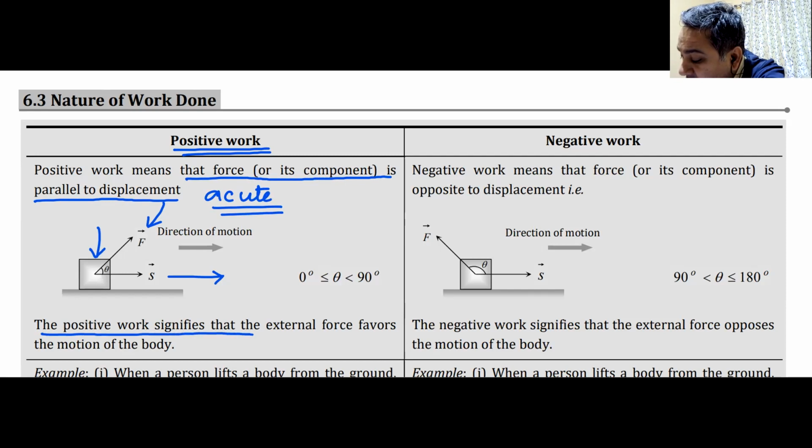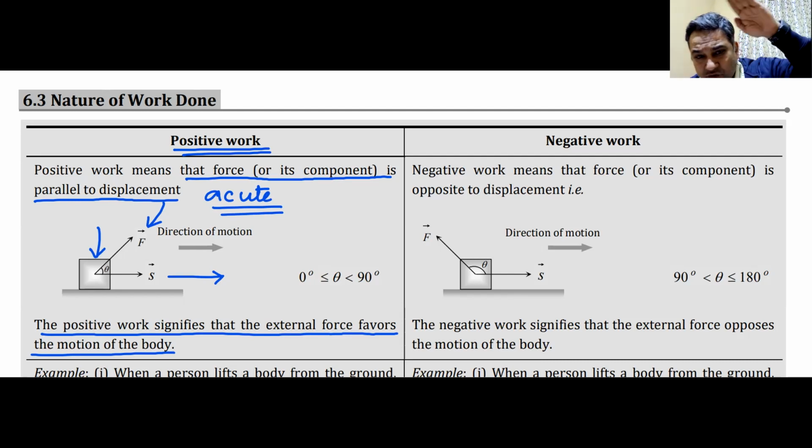Positive work signifies that the external force favors the motion of the body. It basically means that the external force is making the body move in the same direction. Whenever there is friction, normally it should always be opposite to motion. So friction work done is going to come negative in some cases, not in all cases, we will see that. But if you have a component of force which is parallel to displacement, work done would be positive.